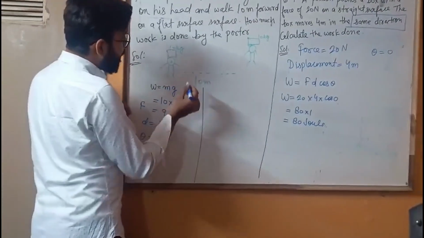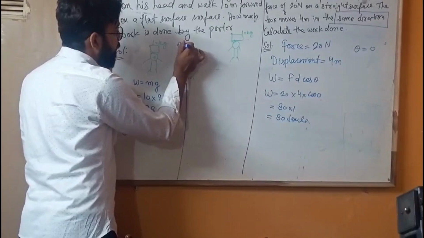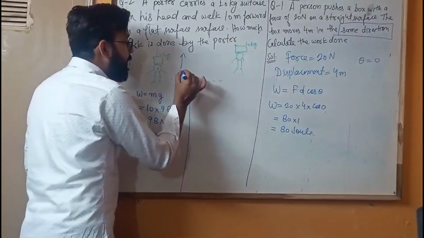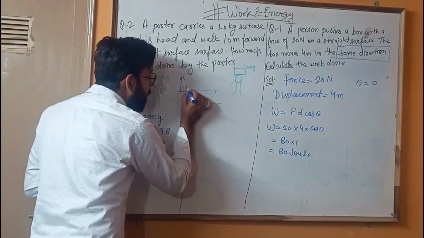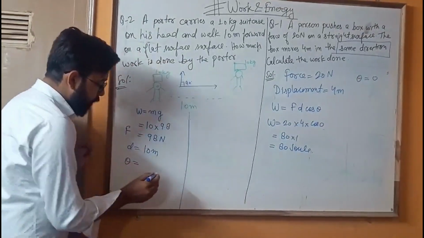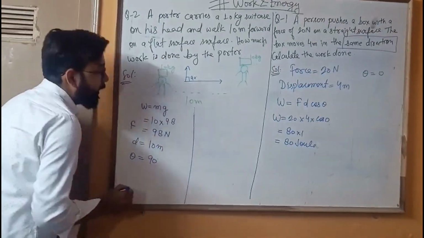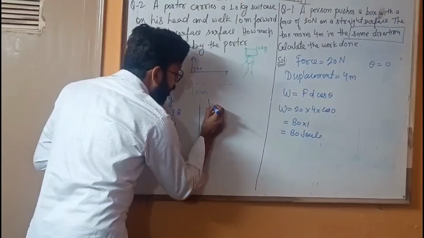He is applying a force in the upward direction. The direction of the force is upward, and he is moving the bag in this direction. So the angle will be 90 degree. So theta will be what? 90 degree. Now we'll apply the formula.